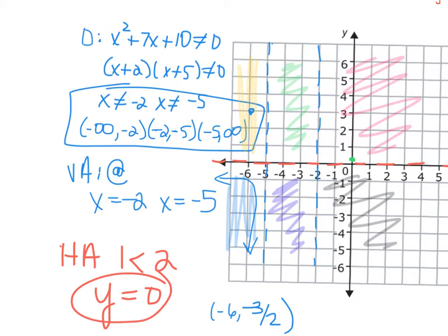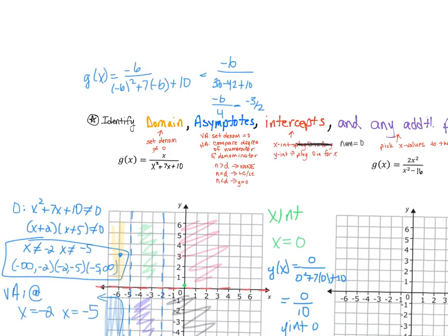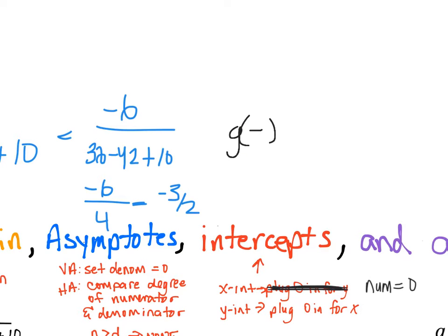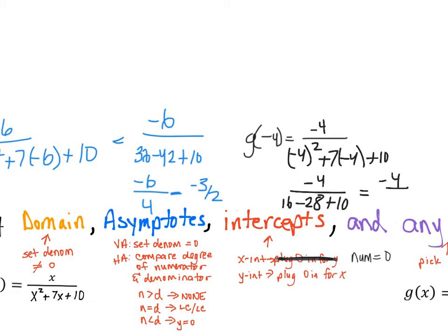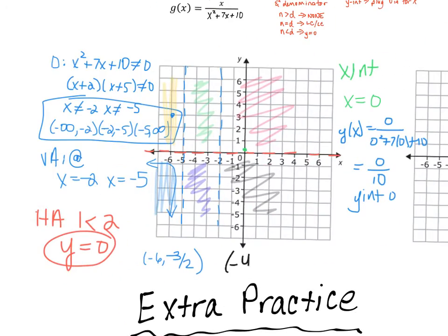So let's go to the middle section. I'm looking at the area between -5 and -2 on the x-axis, yes? Okay, so pick a point on the x-axis that's between -5 and -2. -4, okay? You don't have to use all the same points, doesn't matter. So I'm going to try g of -4. I have -4 over -4 squared plus 7 times -4 plus 10. What's -4 squared? 16. Minus 28 plus 10? So I have -4 over -12 plus 10, -2. So that ends up being what number? Positive 2. So when I plug in -4, I get positive 2.